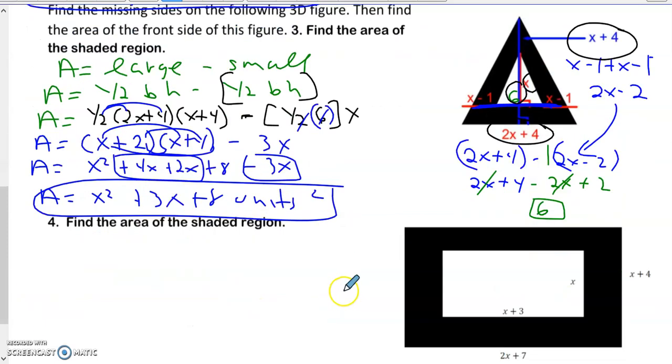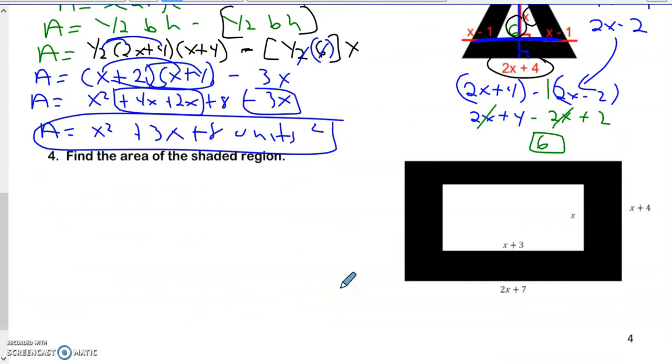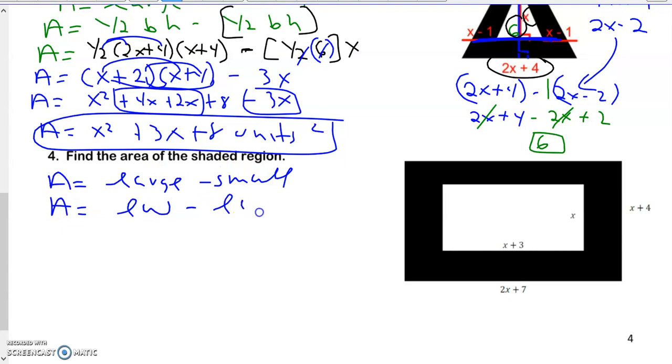Taking a look at the next one, we're going to need to do the same thing. But this time it's rectangles, so it's large minus small. So area equals length times width minus length times width. I'm going to put parentheses around it because I've got to subtract. Now this one is pretty straightforward. I don't really have to look at it. I can see the length and the width pretty easily on my figures.